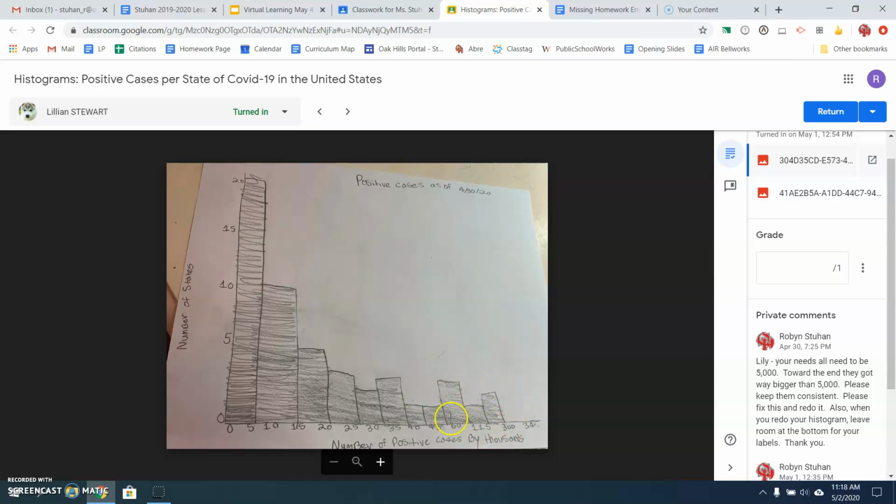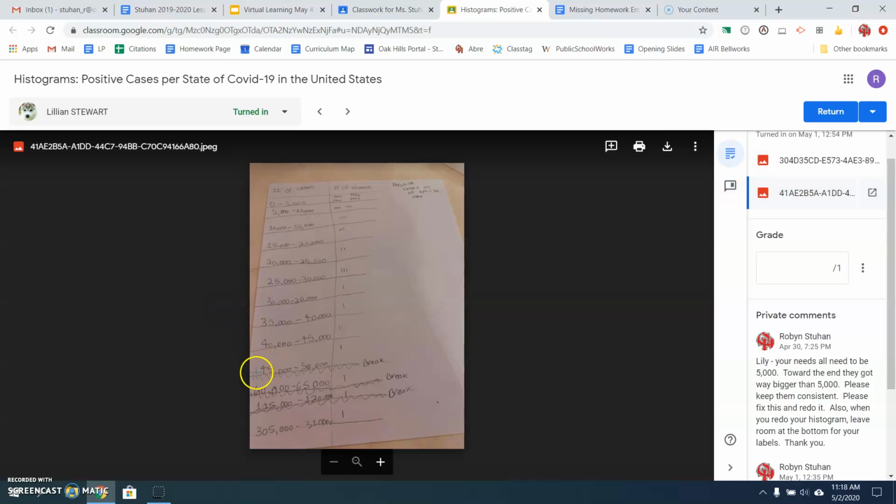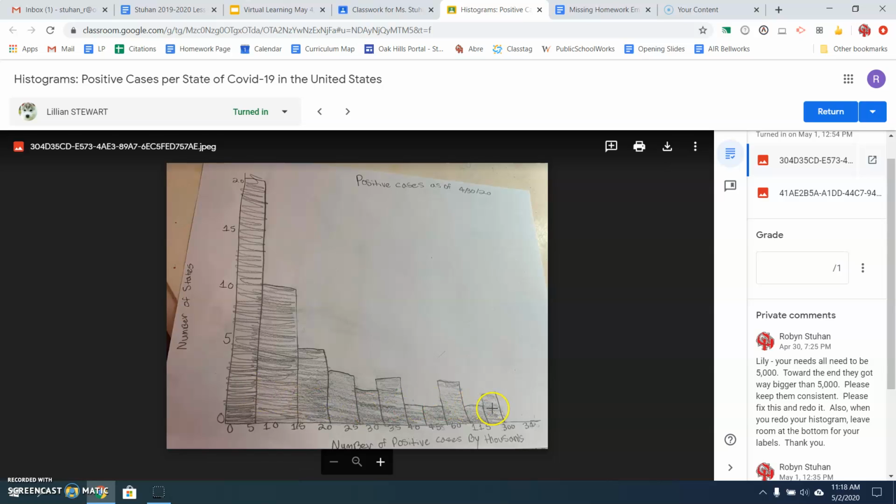Notice before, when I was looking at my graph, I was talking about how it's a continuous count of how many positive cases we had, but this is not continuous here. So on your chart, you showed that there was a break in the data. You didn't have any states between 50,000 and 60,000. So you wrote this little break here. You have to do that on your chart as well. This looks like it's just a continuous amount of data.